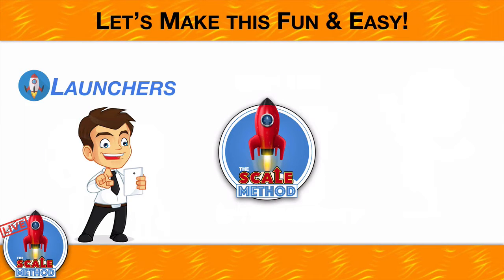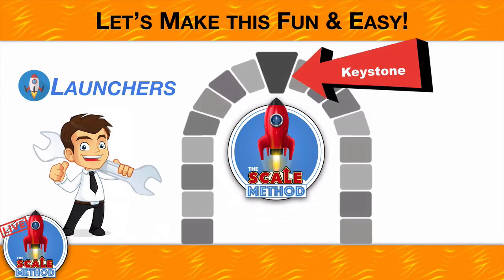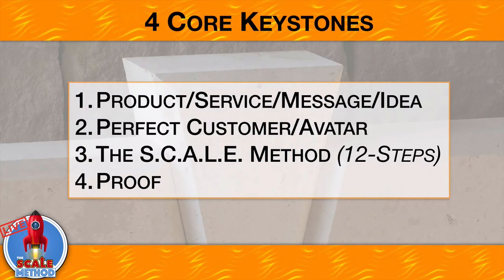So let's talk about some basic foundational things with the scale method. First of all, there are 4 keystones we're going to talk about here in just a second. And the reason is it holds everything together for our 12-step program. Now, step 1, product, service, message, or idea. Well, you got to have one of those to be able to monetize online, and they have to apply, of course, to the terms of use of the ad platforms. You want to know who your perfect customer avatar is. Who's your perfect buyer? Who's your perfect lead?